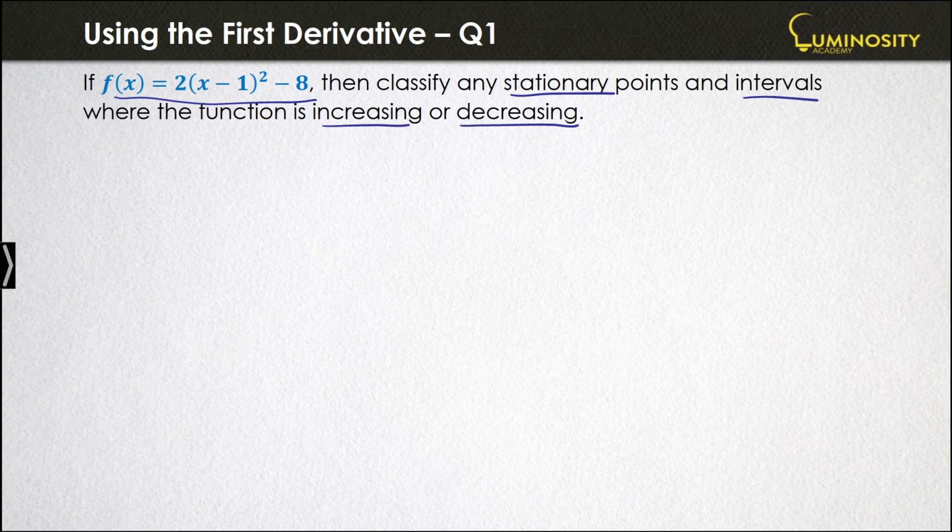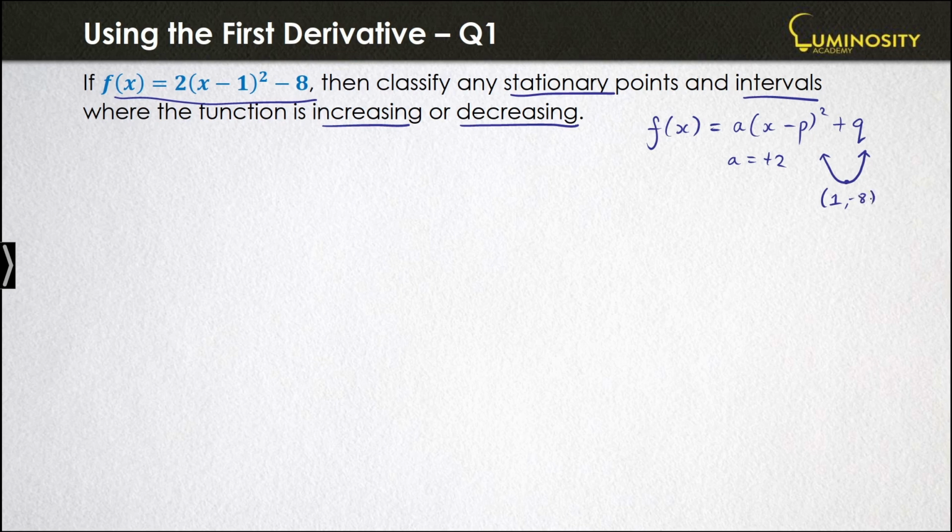Looking at this function f of x, this is of the form of a completed square of a quadratic function, (x minus p) squared plus q. My a value here is positive 2, so I'm going to have this shape with a minimum turning point. The turning point is also given in that vertex form, so when x is 1, then y is negative 8.